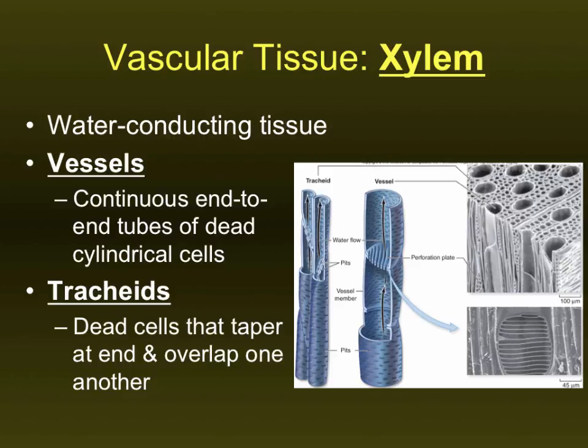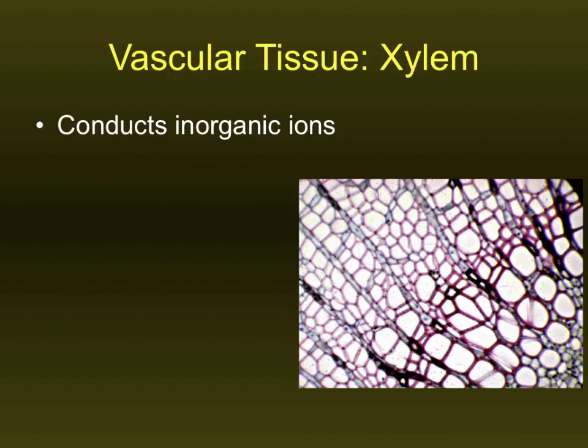So these cells are sort of overlapping at the ends. So we're going to see a side-to-side sort of overlapping, but again, they're also dead at maturity, and they allow for the transport of water. The other thing transported in that water is going to be ions, and also the body of the plant itself is supported by the xylem.